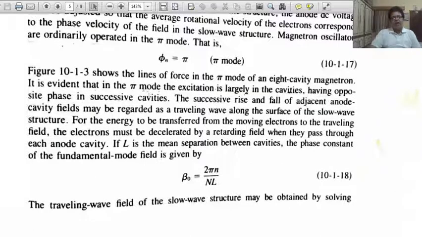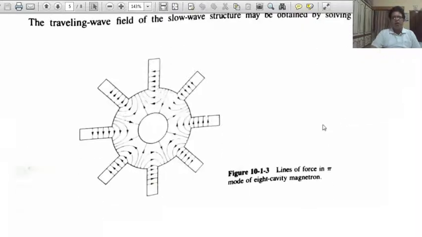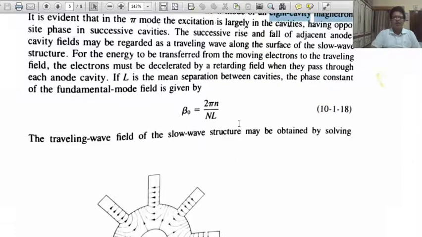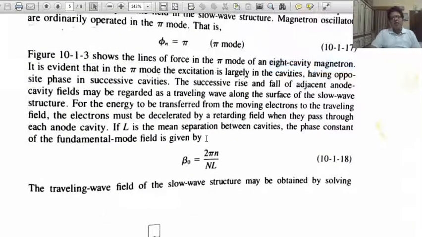Equation 3 shows the lines of force in pi mode of an 8 cavity magnetron, Figure 10.13. This we already understood, or I explained it very well in the last lecture. So here you can see that if L is the mean separation between cavities, the phase constant of the fundamental field is given by beta 0 equal to 2 pi upon N L.